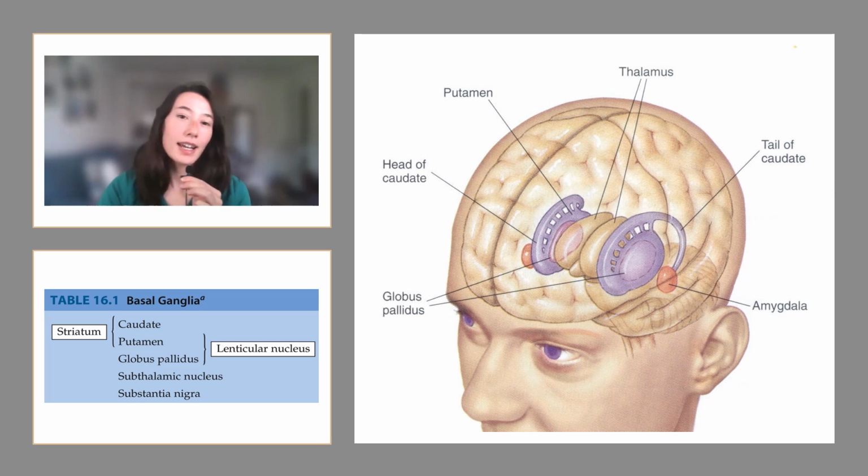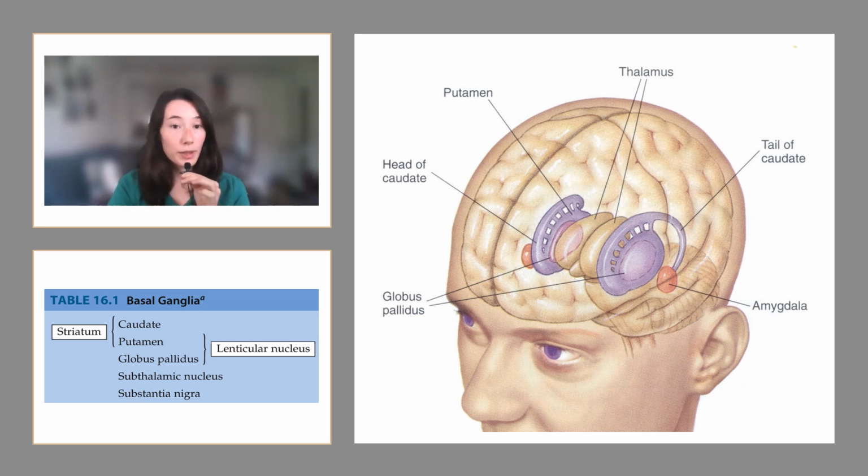So let's take a look at the table first. As I've mentioned before, there are 5 components to the basal ganglia. This includes the caudate, the putamen, globus pallidus, subthalamic nucleus, and substantia nigra. These are not all in the same area. The caudate, putamen, and globus pallidus are closer together, and these are all located within the cerebrum, deep to it, while the substantia nigra is in the midbrain, and the subthalamic nucleus is ventral, so it's anterior to the thalamus.